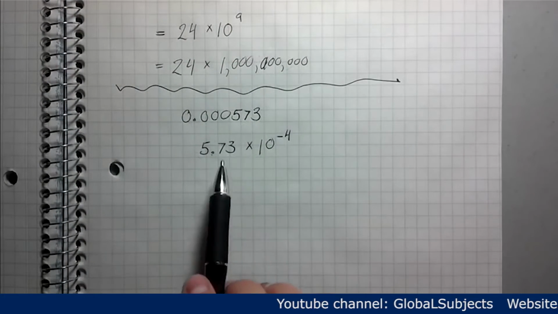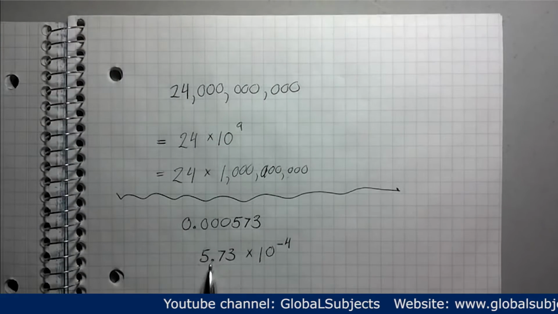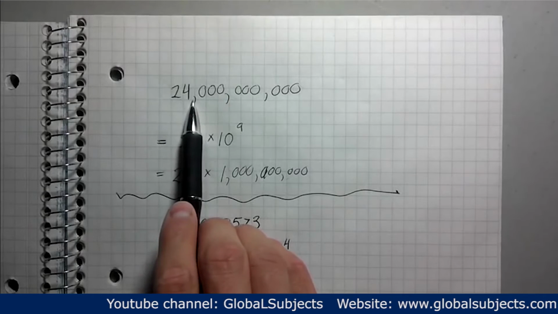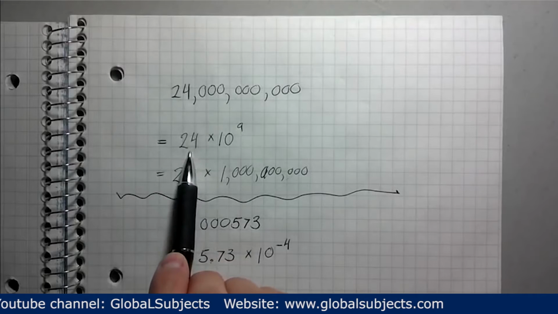So let me go over these rules one more time. For a large number, what you do is you put your decimal place right after the numbers that you want to keep in your initial part, okay?